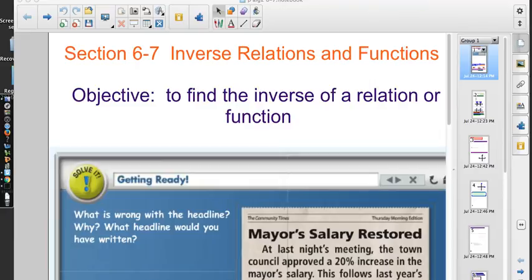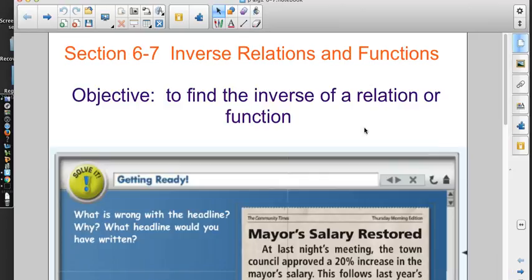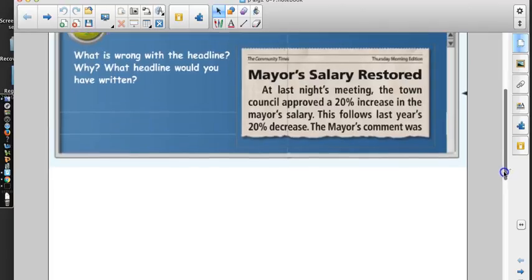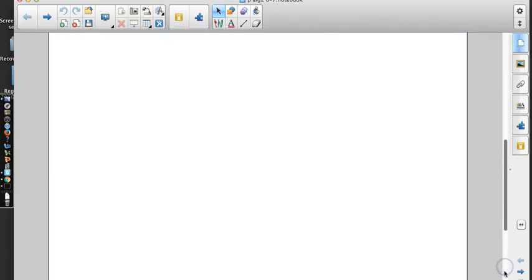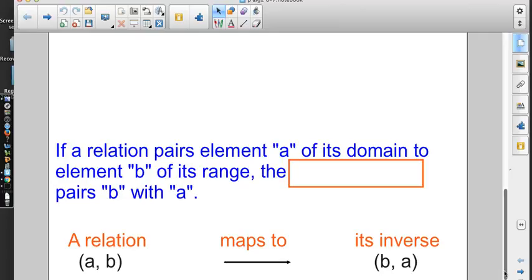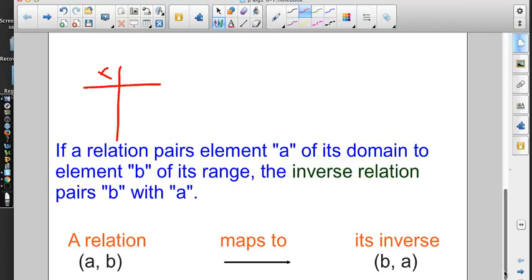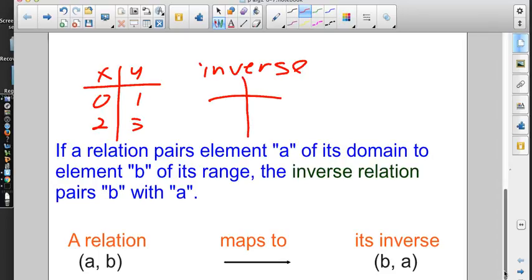To figure out the inverse of a relation or a function. And hopefully you went through this yesterday and found out that that poor mayor still did not get all his money back to what it was before he was taking a pay cut. So like this says, if a relation pairs elements in A of its domain to element B of its range, then the inverse reverses that. So whatever you would have for a table, when you have the inverse, those two things just swap position. That's what happens.